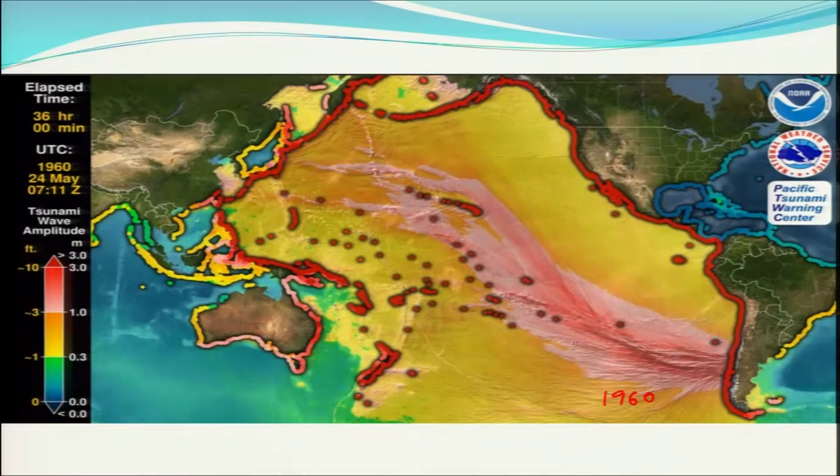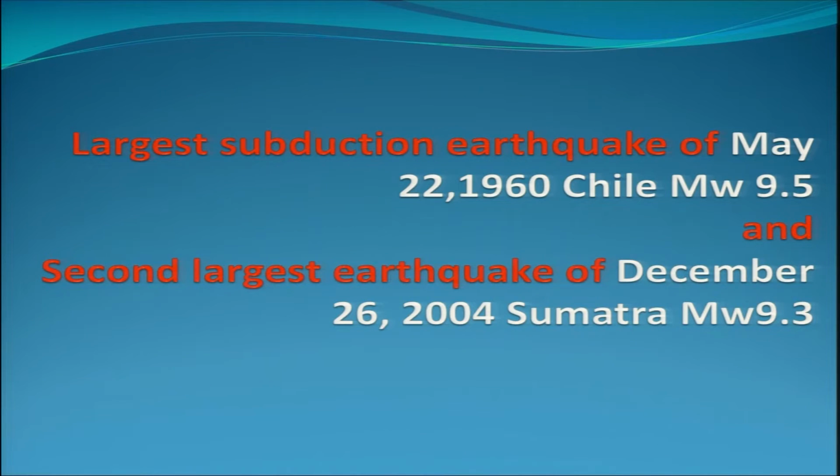So it took almost 24 hours to reach the Japanese coast, and the height also, like you can see, the height close to the event is much higher, and it reduces further as it moves away from the rupture zone.